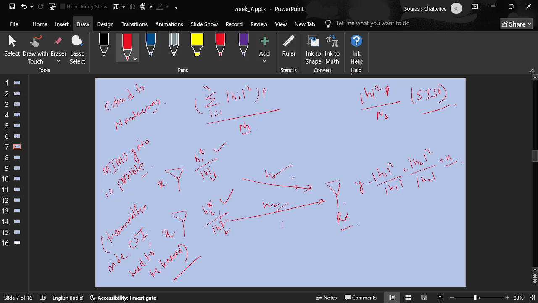And this is going to work because your uplink and downlink channels are the same. Let's say you work in FDD mode, that is frequency division duplex. What will happen in that scenario? Your uplink and downlink channels are going to be different if you operate in FDD mode.